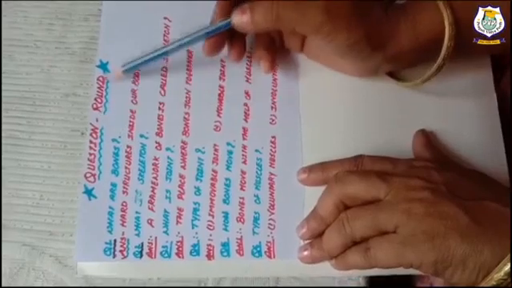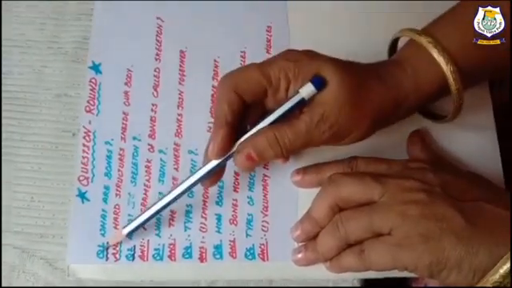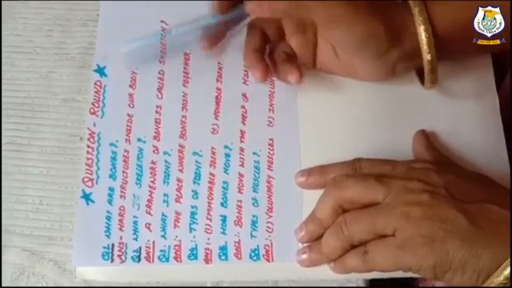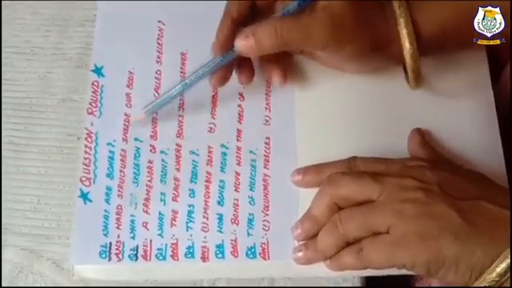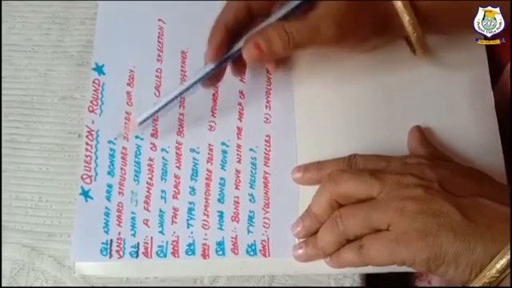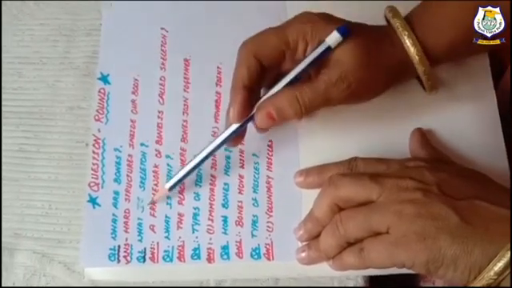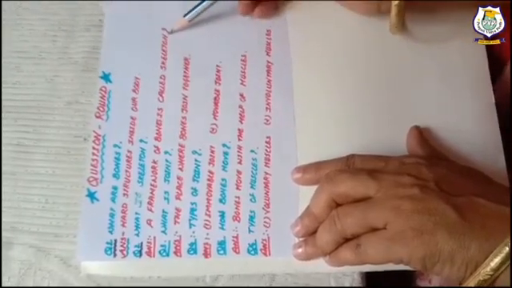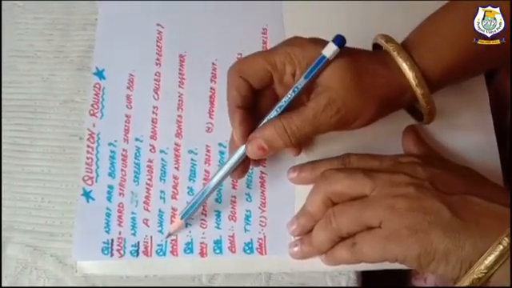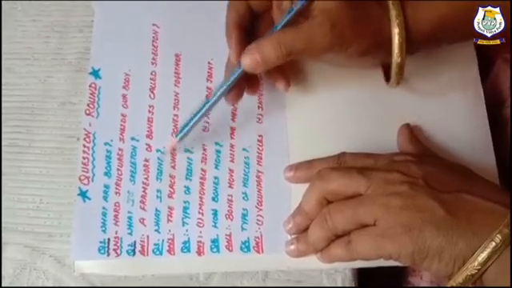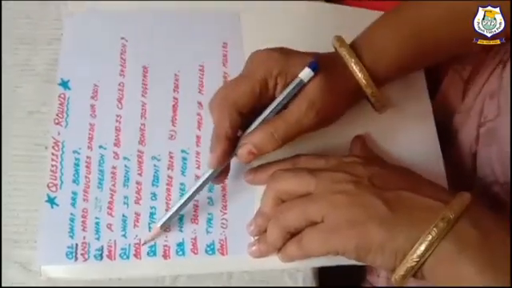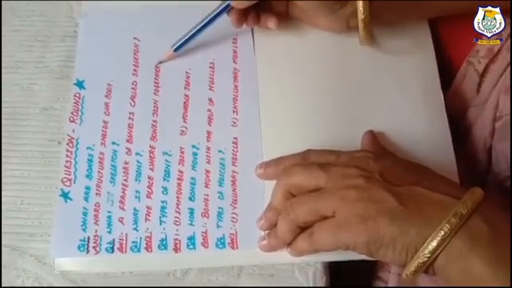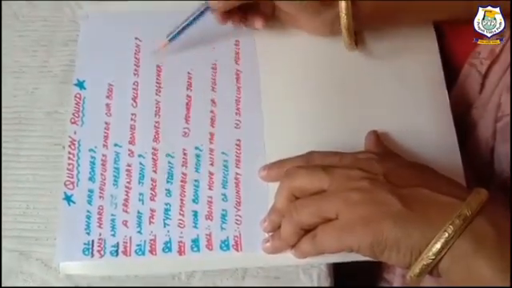Let's have a question answer round. Question first. What are bones? As I have explained to you in the chapter, the hard structures which are present inside our body are called bones. What is skeleton? A framework of bones is called skeleton. Second question. What is joint? Answer. The place where bones join together is known as joint.